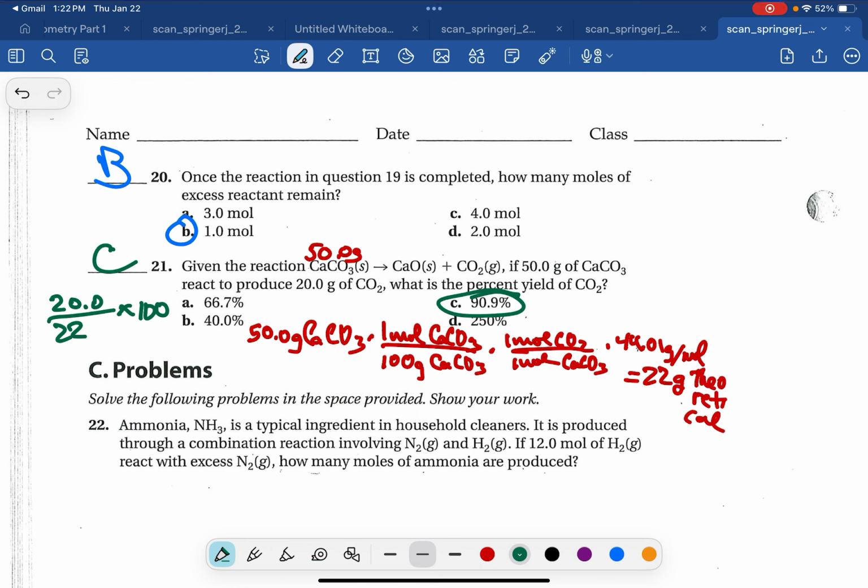50 grams of calcium carbonate react to produce 20 grams of CO2. What is the percent yield? So we got to find the theoretical yield. We'll start with our 50 grams. Molar mass is about 100, 1 over 1 because that's the balanced equation. 44 is the molar mass of CO2. I get 22 grams, theoretical. So then I take my 20 divided by the 22 times 100%, and I got 90.9%.